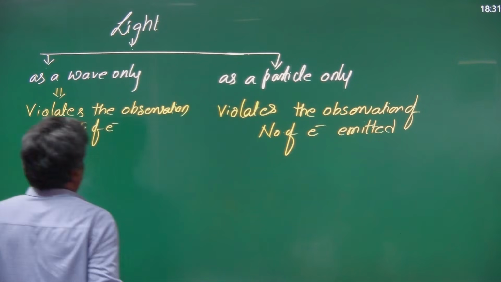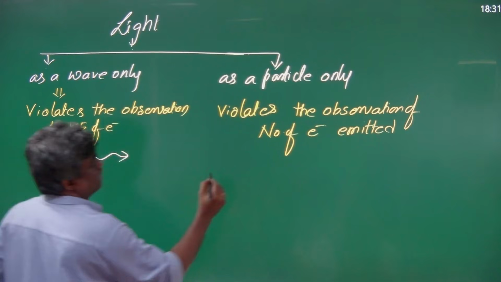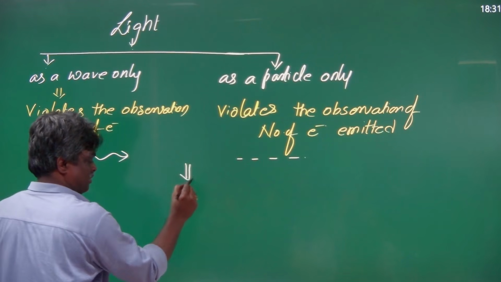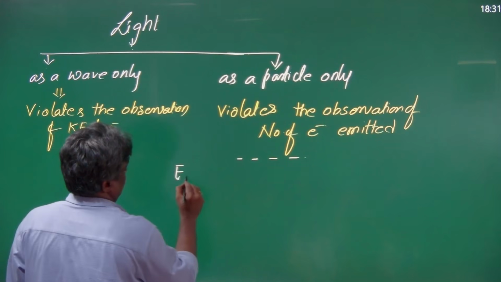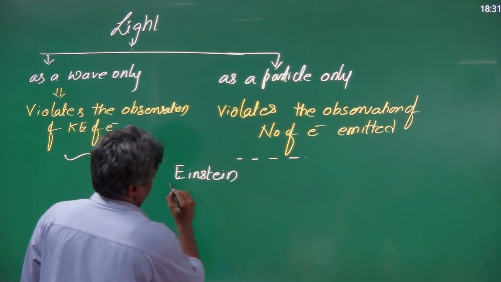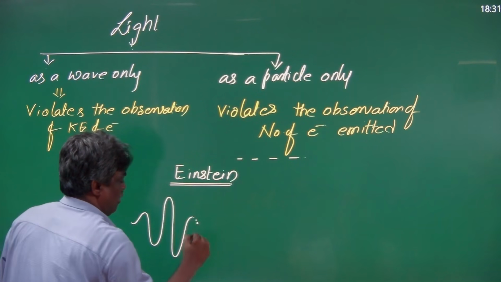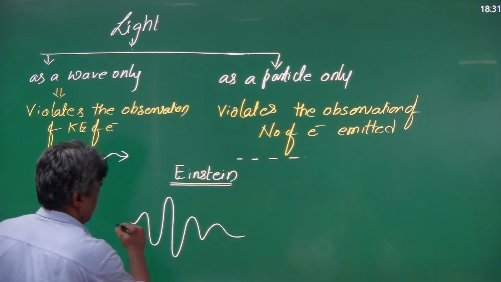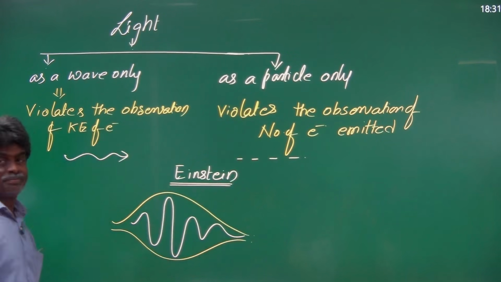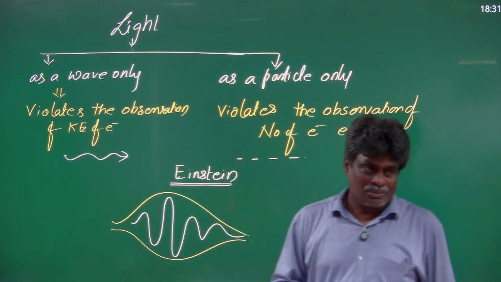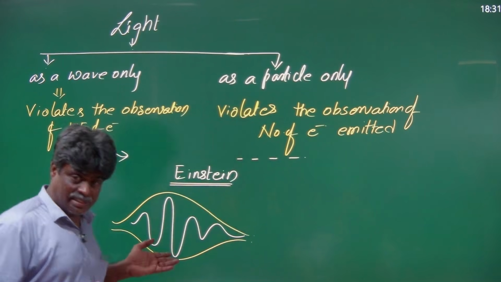So he combined this wave and this particle. He combined both and made it wave plus particle together. It's a wave packet. That's why in school you studied that light is a form of packets of energy. So what is that packet meaning? That packet is nothing but this wave packet.